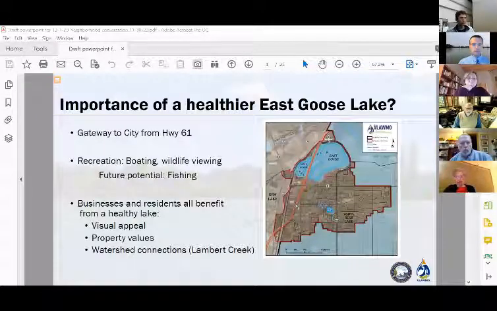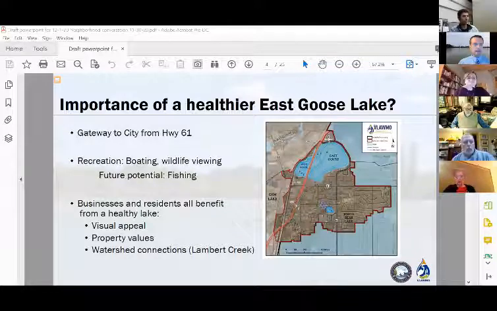There are 4 main reasons to focus on a healthier East Goose Lake. First is that it's a gateway resource to the city of White Bear Lake on Highway 61, as Councilmember Jones mentioned.